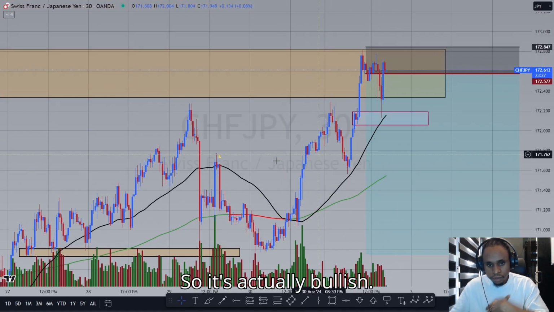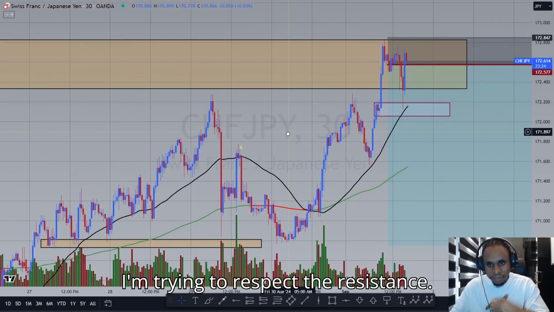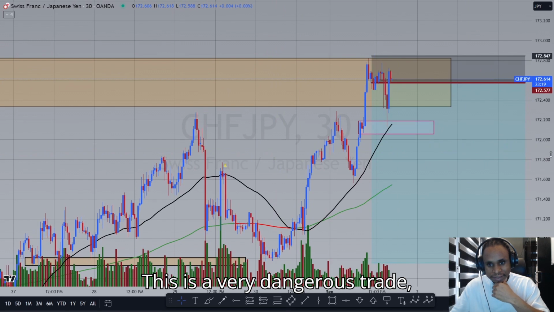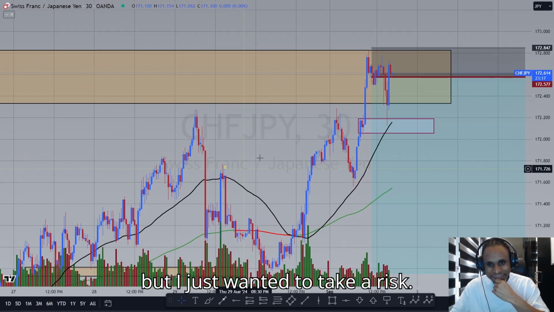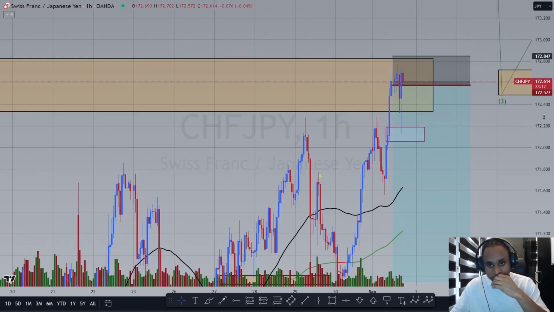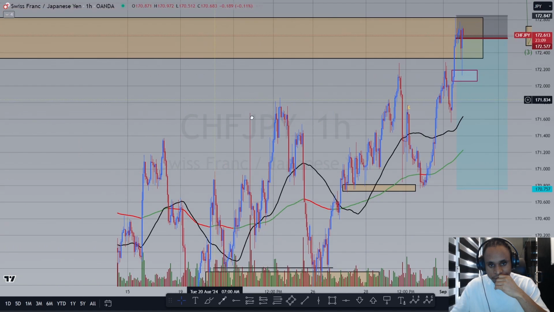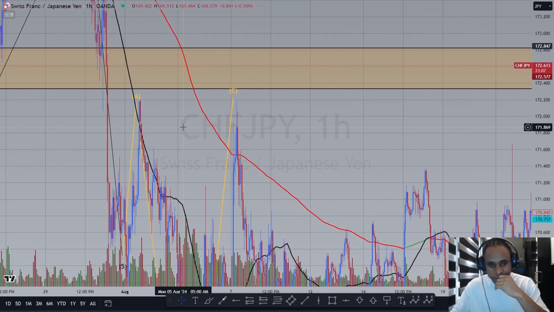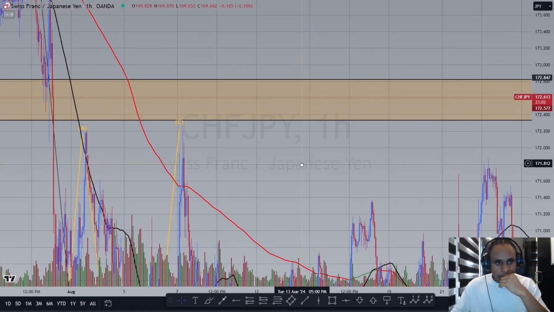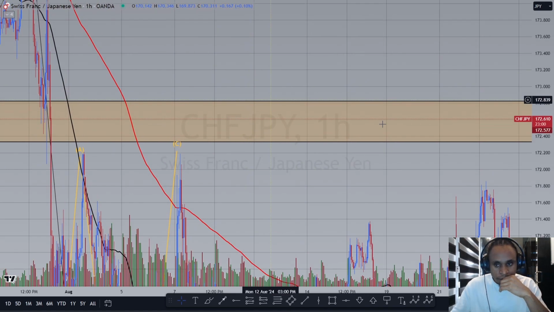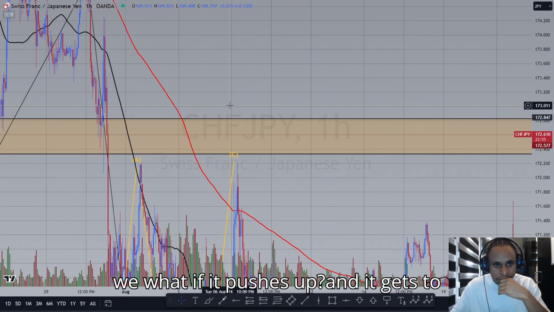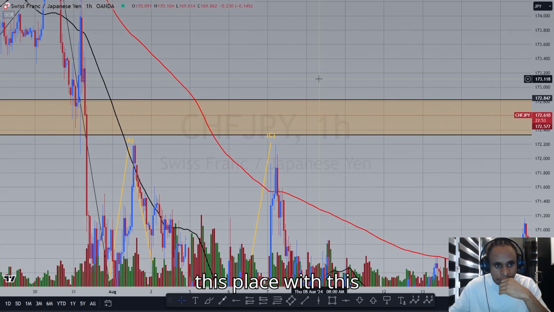It's actually unbelievable. I'm trying to respect the resistance. This is a very dangerous trade, but I just wanted to take a risk. This is a resistance. The market wants to push off. What if it pushes out and gets to this place?